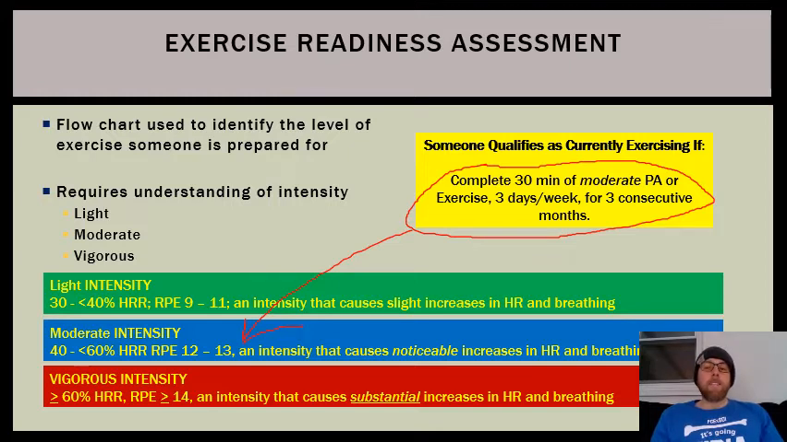Oh, I started exercising last month. Okay, great. You still don't qualify as someone who we would consider has been currently exercising, right? So that's a category we really need to be familiar with, and we'll see why.